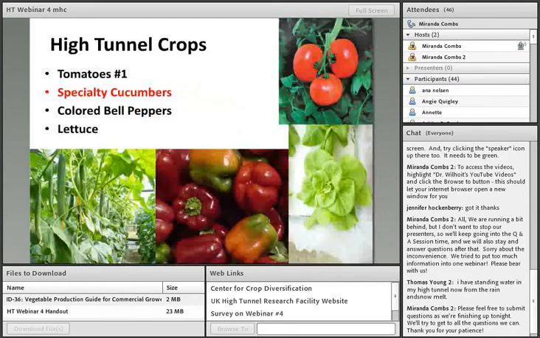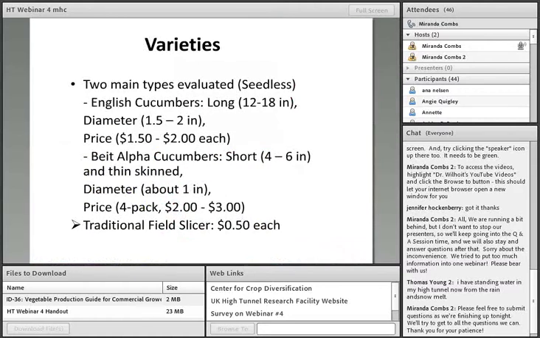So due to time today, I'm only going to touch on one other crop. I'm going to talk about specialty cucumbers because I've had some experience growing these in both soilless and in soil conditions in high tunnels. I'm going to talk about two main varieties. Both of them are going to be seedless varieties. The first is English cucumbers, which are around 12 to 18 inches in length, around 1.5 inches to 2 inches in diameter. You might have seen these already available in grocery stores. They're usually individually shrink wrapped. The price for those at the retail level is $1.50 to $2 a piece is usually what I've seen, sometimes higher.